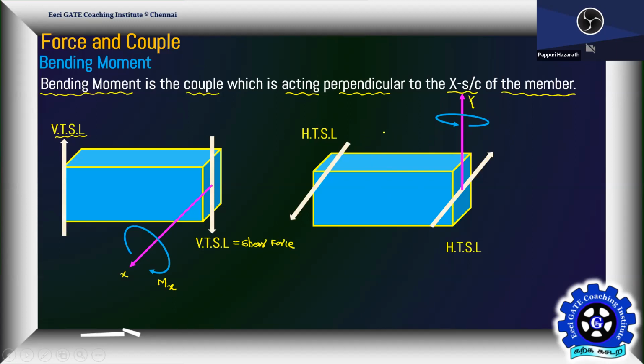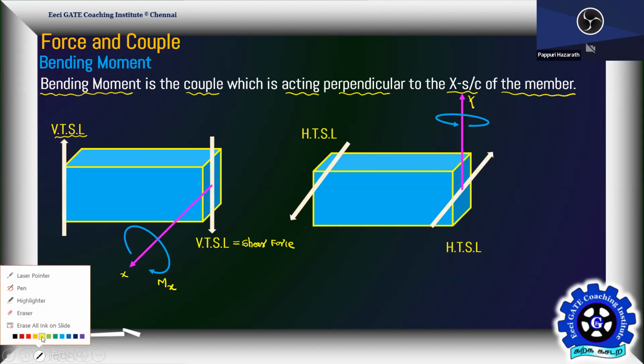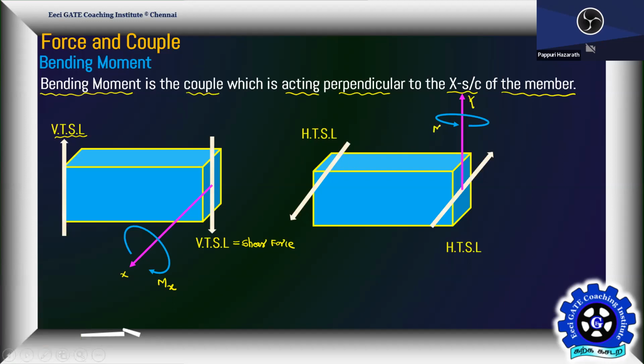These two loads create a couple, right? Like this only. Are you following? This kind of couple is also acting perpendicular to the cross section of the member. So now we can conclude. See this, one minute. Here, this is nothing but My. This particular couple is also acting perpendicular to the cross section of the member.